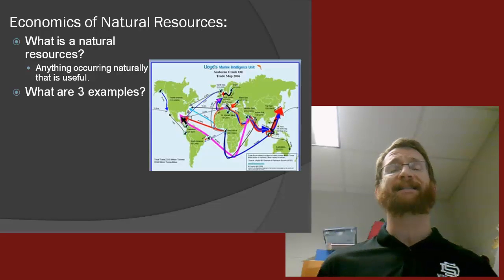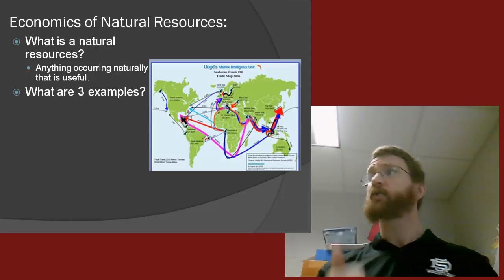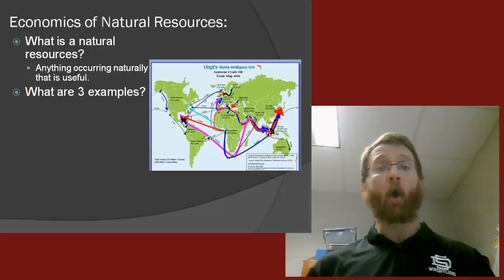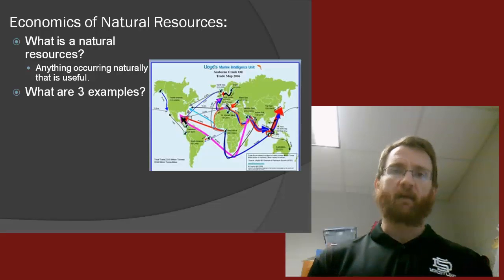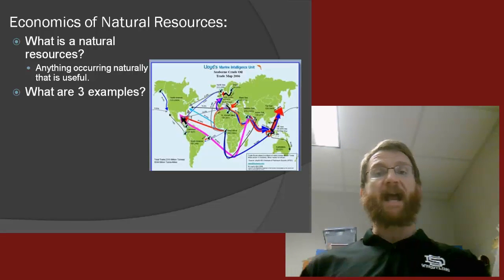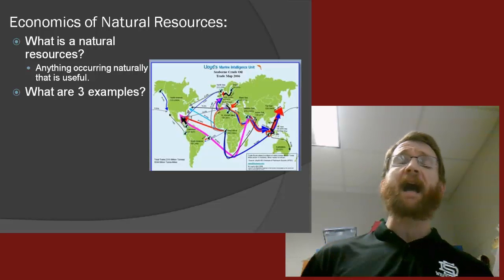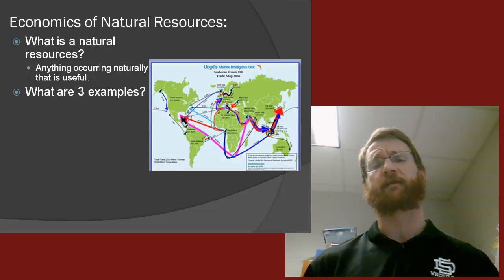So let's think of some examples of things that are natural resources. Trees are natural resources. Coal is a natural resource. Rocks and the minerals within those rocks that we can pull out and extract through various methods are all natural resources. Okay? Things that are not natural resources are things that are naturally occurring but aren't terribly useful.